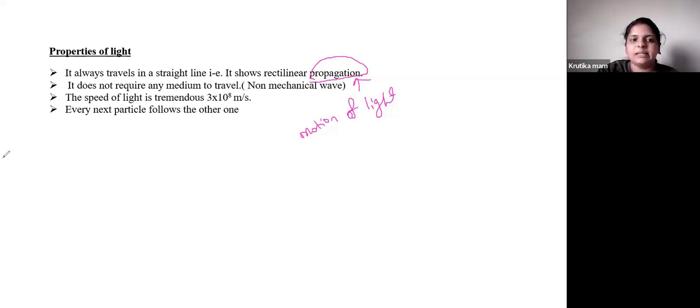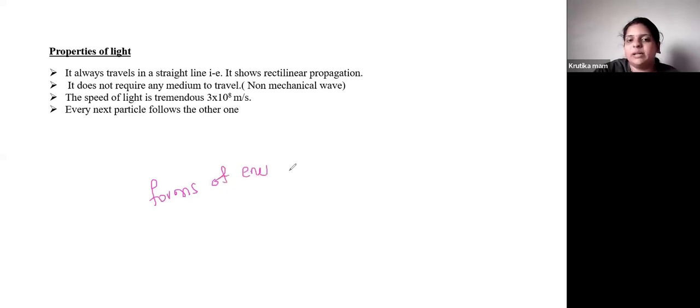Okay, second point, it does not require any medium to travel. So here we have different sources, forms of light, energy. We have different forms of energies. So here we have the light energy. Okay, then we have the sound energy. We have electromagnetic waves, different forms of energies are there.